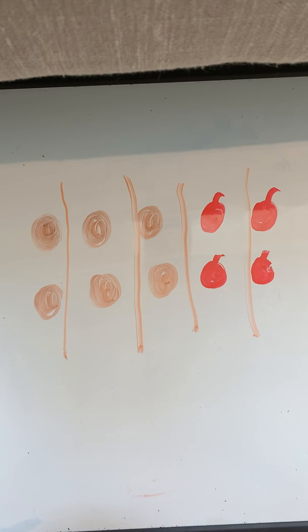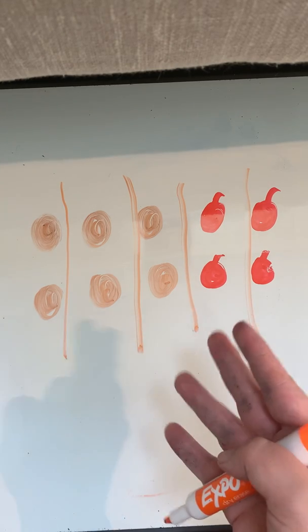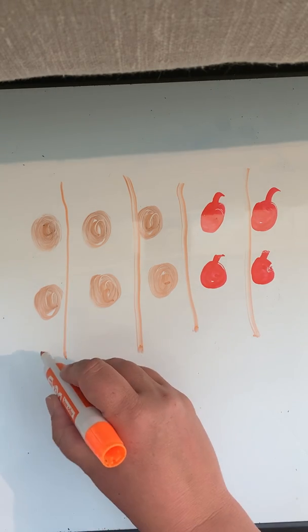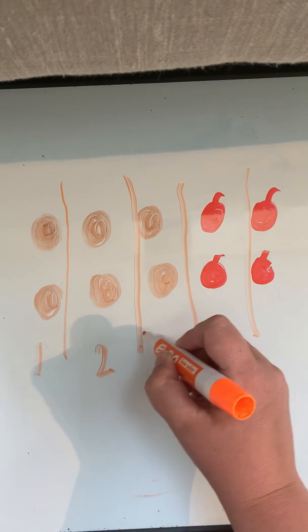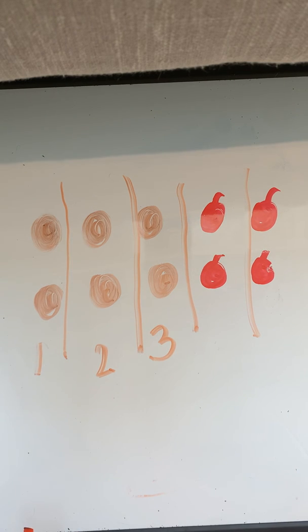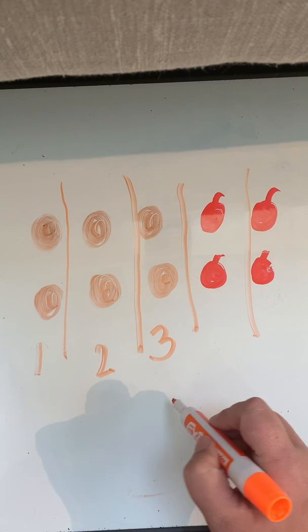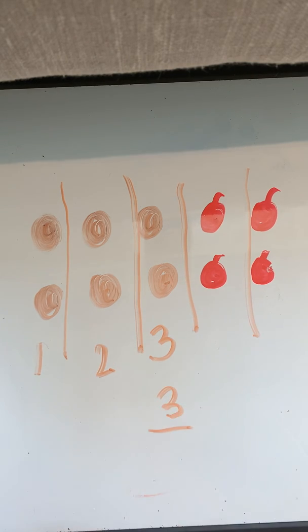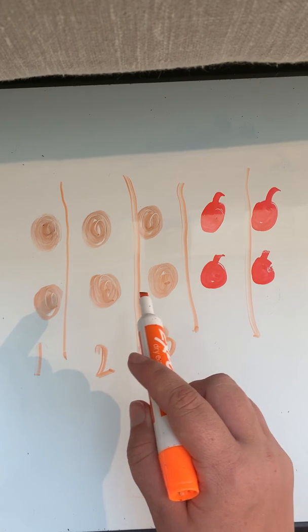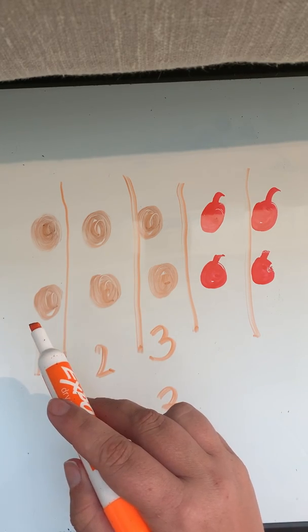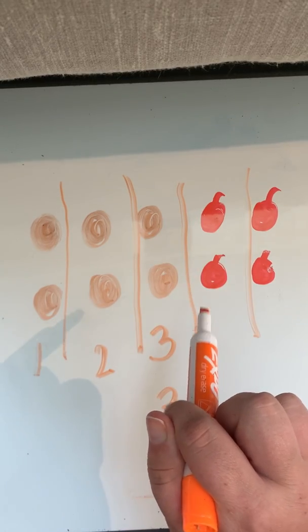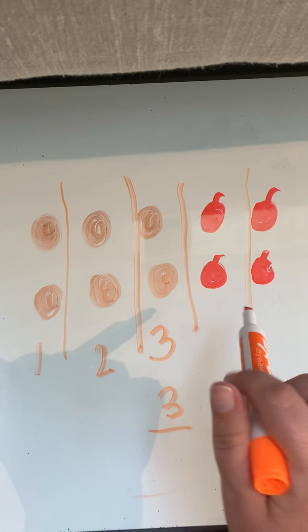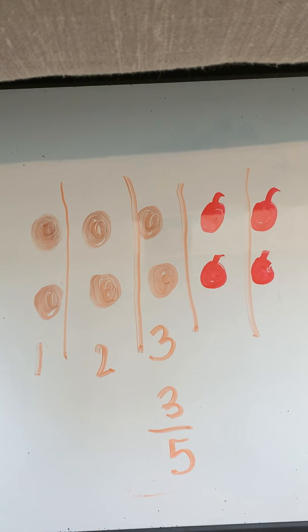So if I were saying what fraction of this set are oranges, well, let's look. We've got 1 piece, 2 pieces that are orange, and 3 pieces that are oranges. So for my answer, I would write 3 over what? How many sections do I have total? Count with me: 1, 2, 3, 4, 5. 5 sections. So 5 is going to be my denominator.